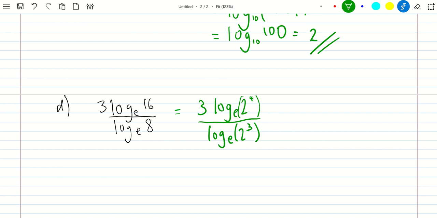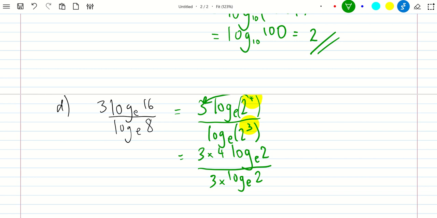Okay, does that help me? Well, remember, I can do something with the powers out here. I can do some little tricky magic with that particular rule. Remember, that rule says I can bring the 4 out the front of that log, and at the bottom line I can bring that 3 out the front of the log. So on the top line it's going to be 3 times 4 log e2, because I've brought that 4 down to the front. And on the bottom it's going to be 3 times log e2.